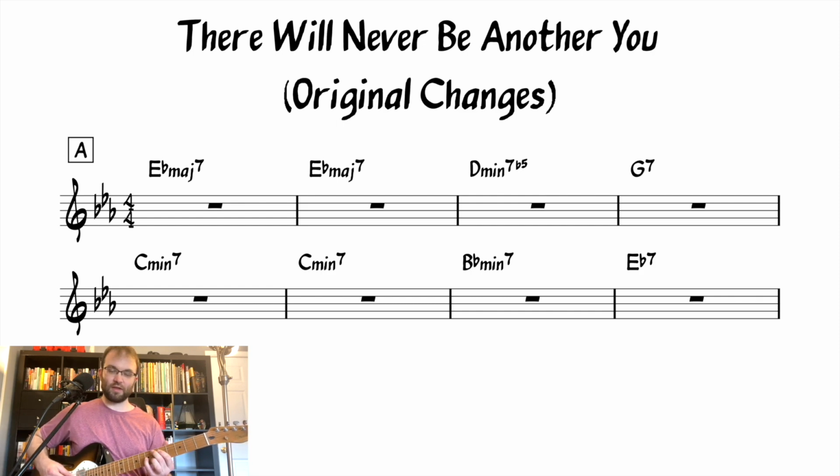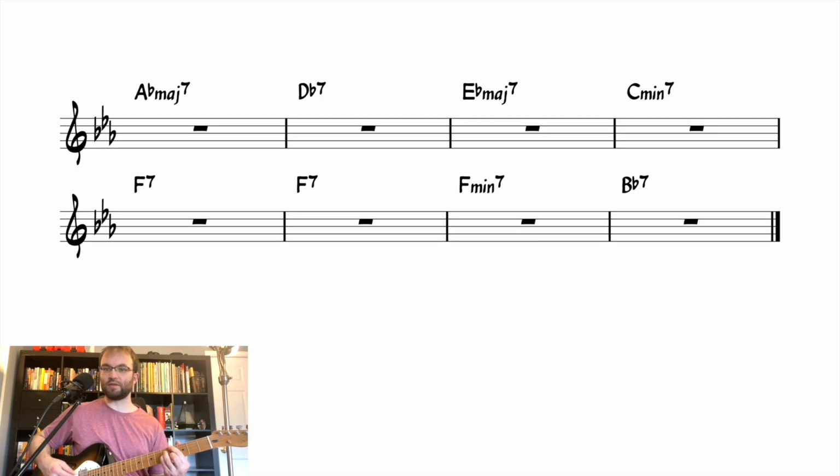So we have E flat major 7, D minor 7 flat 5, G7, C minor 7, B flat minor 7, E flat 7, A flat major 7, D flat 7, E flat major 7, C minor 7, F7 for 2 bars. And normally right here you just do F minor 7, B flat 7. Normally it just is a 2-5 to get back to the E flat major.